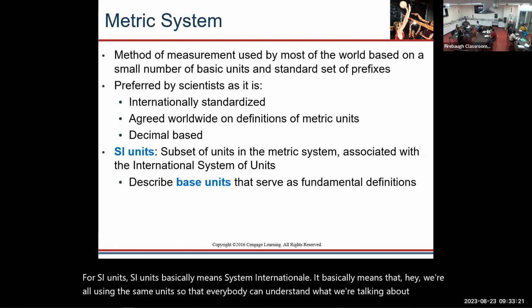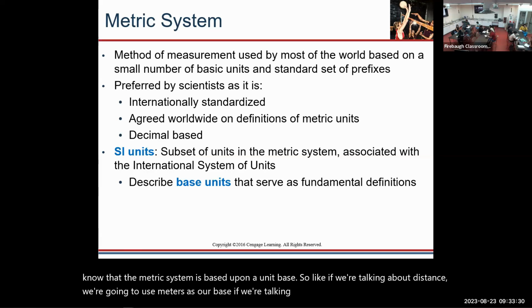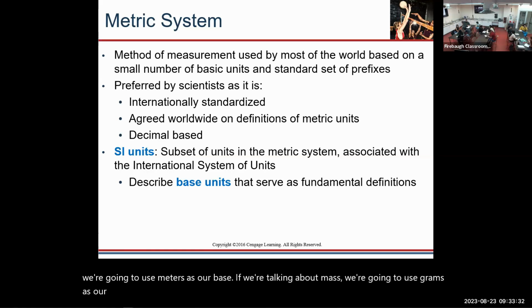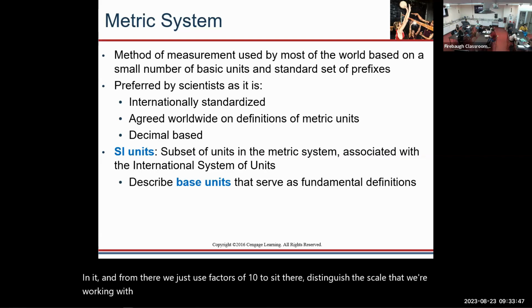We know that the metric system is based upon a unit base. So if we're talking about distance, we're going to use meters as our base. If we're talking about mass, we're going to use grams. If we're talking about volume, we're going to use liters. Okay, so we know that it's going to be on a base unit, and from there, we just use factors of 10 to distinguish the scale that we're working with.